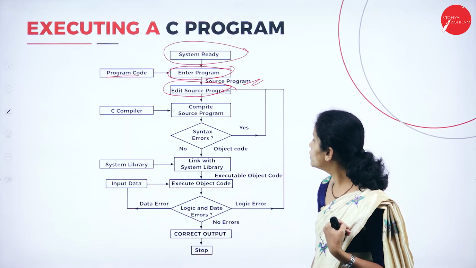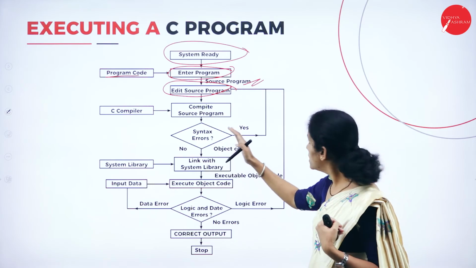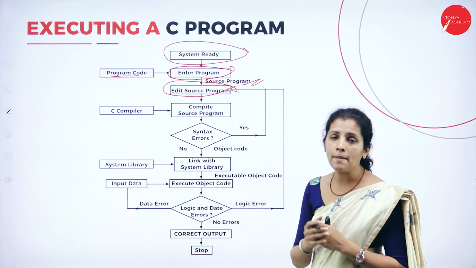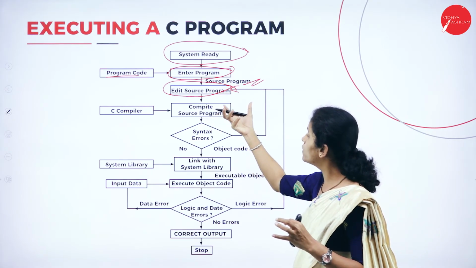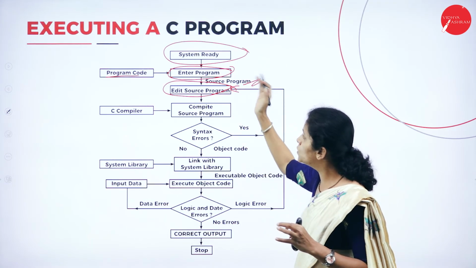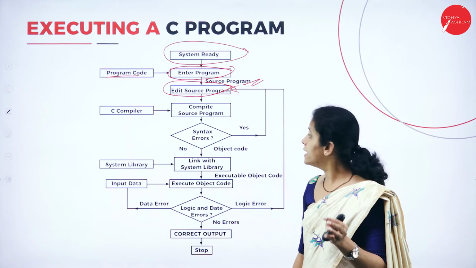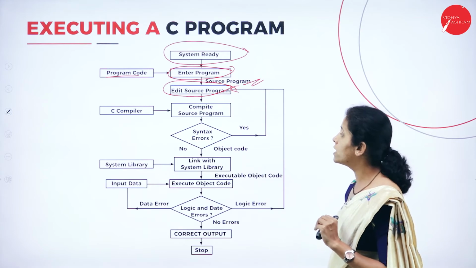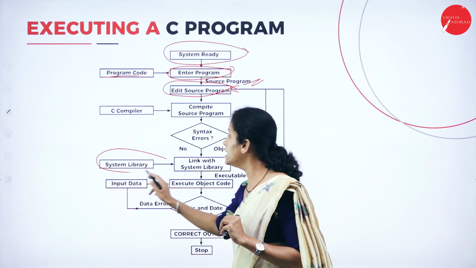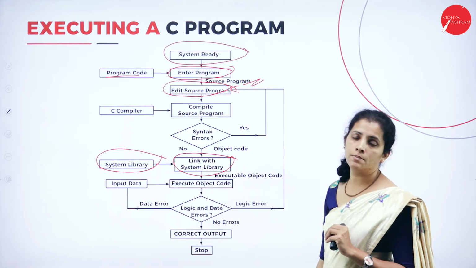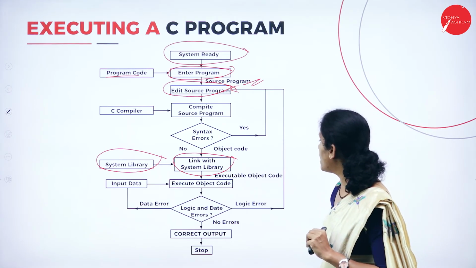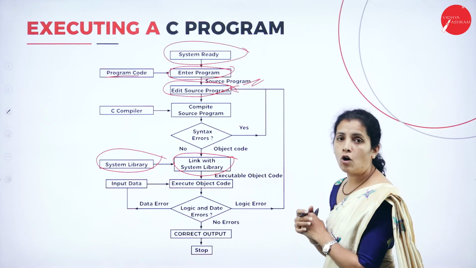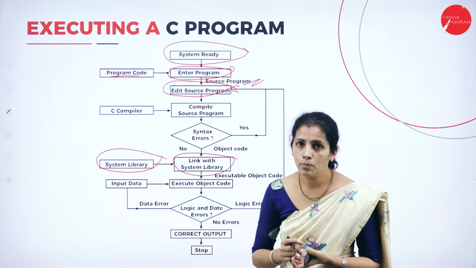then what I want to do, if there is any error, once again go to the edit source program, make the correction, and compile the program. If there is any error, once again go to the program, make the correction, then compile it. When the program is error free, I'm going to link the library, so link with the system library. Then I'm going to have the executable object code. Once the executable object is ready, I'm going to run the program.